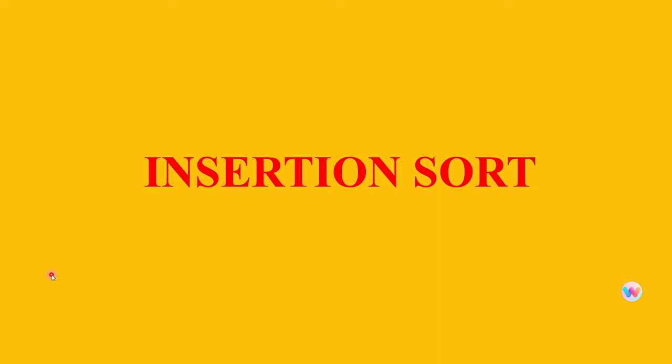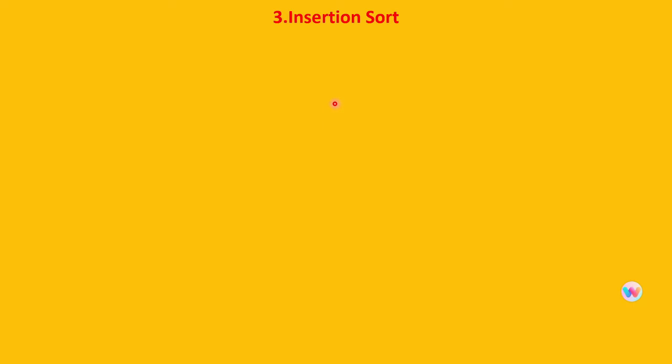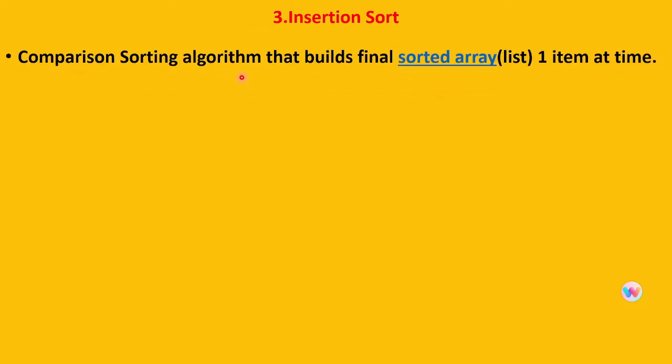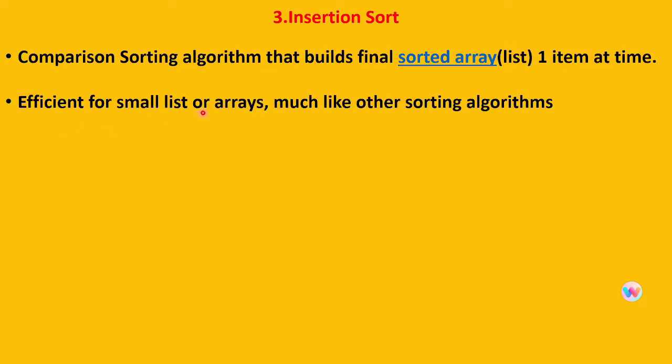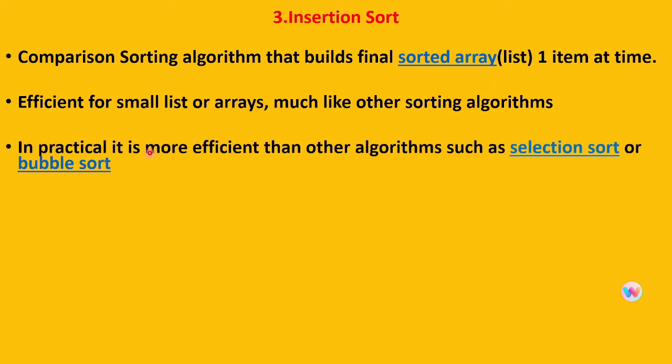Hello everyone. In today's lecture, we are going to learn about insertion sort. So first we will see what insertion sort is. It is a comparison sorting algorithm that builds the final sorted array one element at a time. It is efficient for small lists or arrays, much like other sorting algorithms. In practice, it is more efficient than other sorting algorithms such as selection sort or bubble sort. It is much better than them.